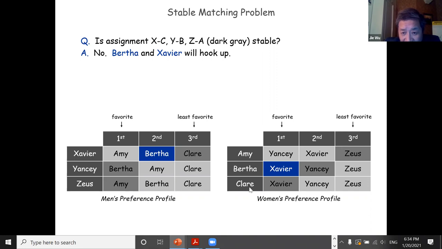But let's look at Barca. In Barca's preference, Xavier is the best one, better than her current partner, Yanni. That's the problem with Barca and Xavier, because they prefer each other over their current partners. So that's called an unstable marriage. It means that if you do that kind of pairing, then it's not good. Okay.